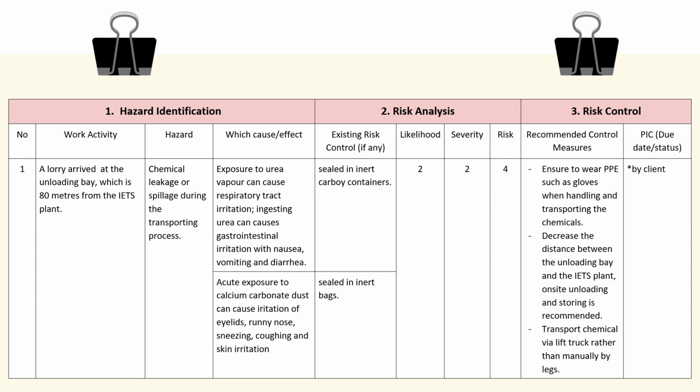Ensure to wear PPE/gloves when handling and transporting the chemicals. 2. Decrease the distance between the unloading bay and the IETS plant. On-site unloading and storing is recommended. And 3. Transport chemicals via a lead truck rather than manually by legs.